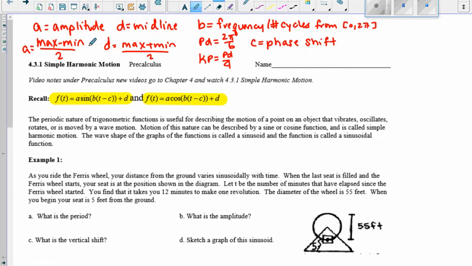Just recall that the a value is the amplitude and the d value is the midline, and we have our two equations to find them: the amplitude is max minus min divided by 2, and the midline is max plus min divided by 2. Remember that the b value is called the frequency, so it's the number of cycles from 0 to 2 pi. Your period is going to be 2 pi divided by your b value. Your key point interval is found by taking the period divided by 4, and of course that c value is the phase shift, so how we've moved left and right on our graph.